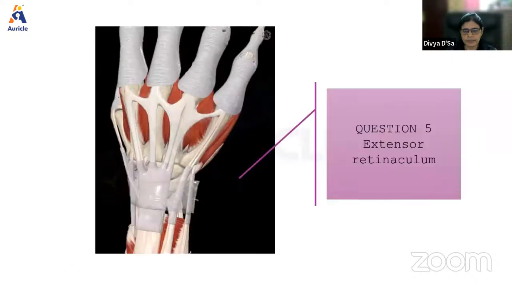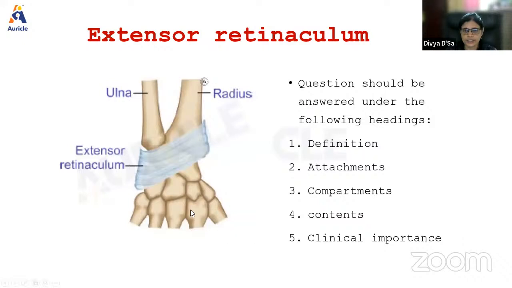Then the extensor retinaculum. The same thing you write. The extensor retinaculum is again a modification of the deep fascia, seen on the dorsal side of the hand. It holds all the extensor tendons in place and prevents bowstringing. Where is it attached? It is attached to the pisiform and the hamate on the medial side, and on the lateral side to the styloid process as well as the lateral border of the radius.